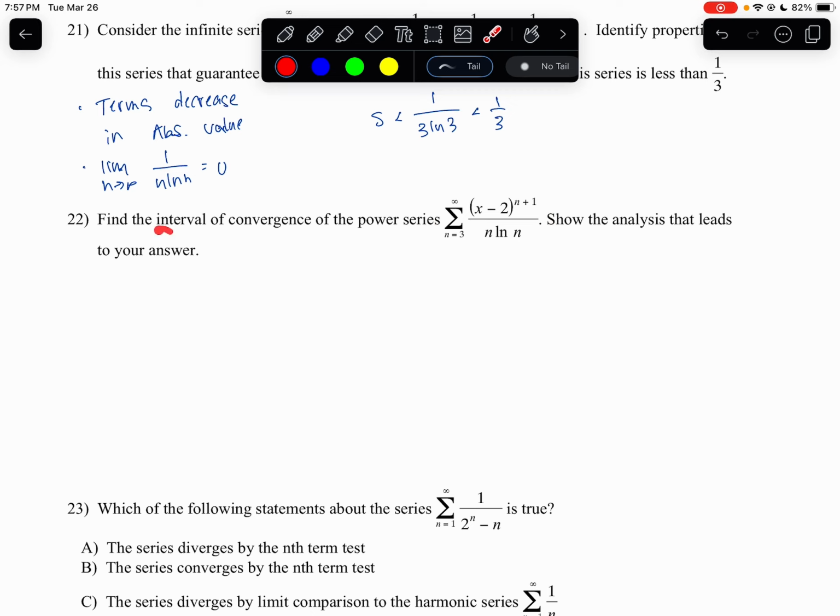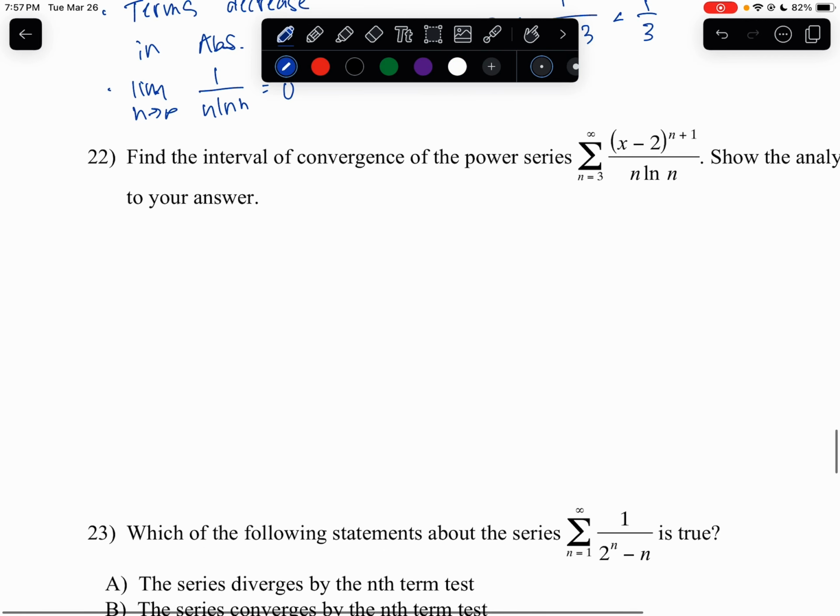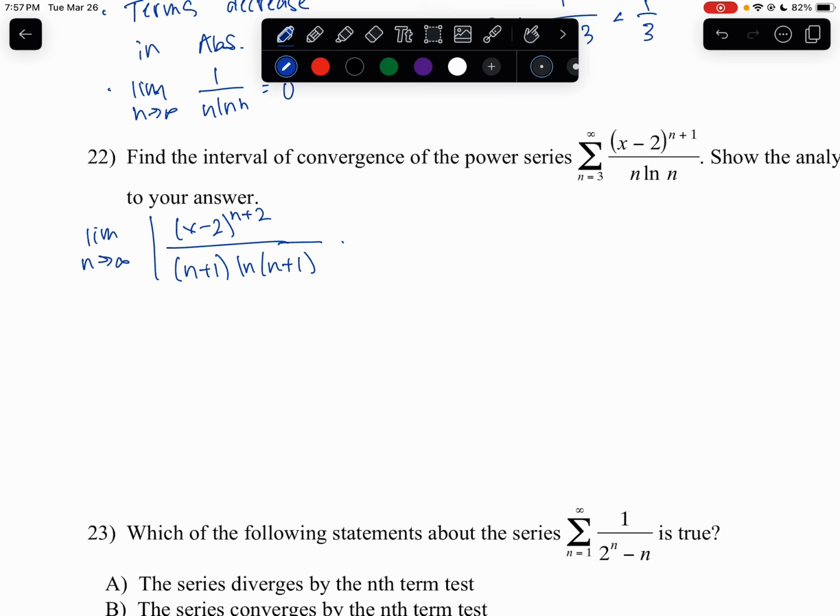So if I'm finding the interval of convergence, this is a power series. I'm going to use the ratio test. So the limit as n approaches infinity of the absolute value of x minus 2. If I plug in n plus 1, that's going to become n plus 2 divided by n plus 1 to the natural log of, or times natural log of n plus 1, times n times natural log of n over x minus 2 to the n plus 1.